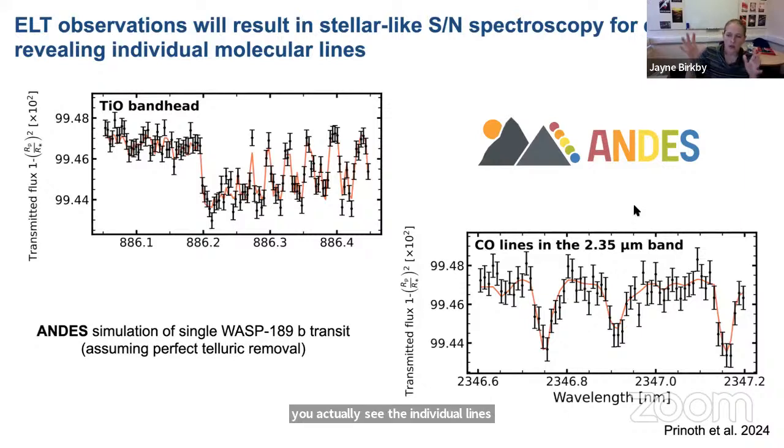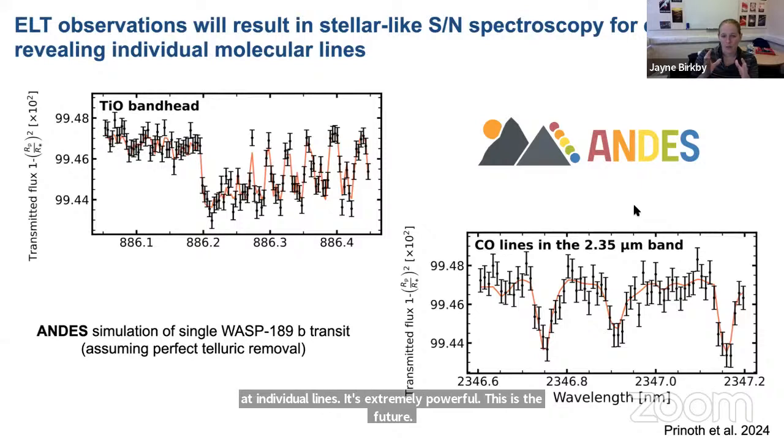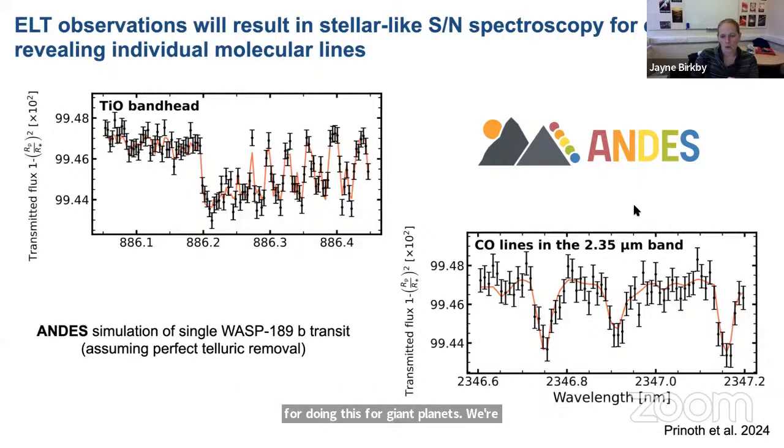So this takes giant planet atmospheric spectroscopy from everything I've shown you so far and basically turns it into what we do for stars. So when we characterize stars, when we take their spectra, we have enough signal to noise that we can look at individual lines. It's extremely powerful. This is the future for doing this for giant planets. We're really going to start understanding what's going on in those spectra. It will be harder, much harder to do this for rocky planets. So with rocky planets, we're still looking at doing the techniques that I've shown previously. So the cross correlation and the likelihood analysis.